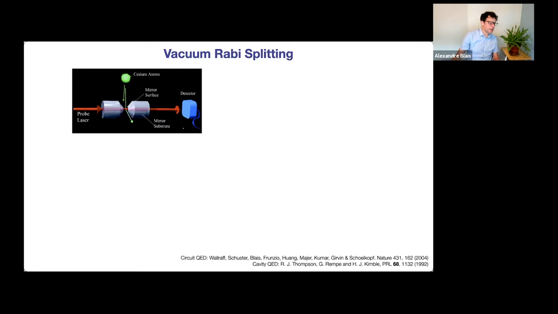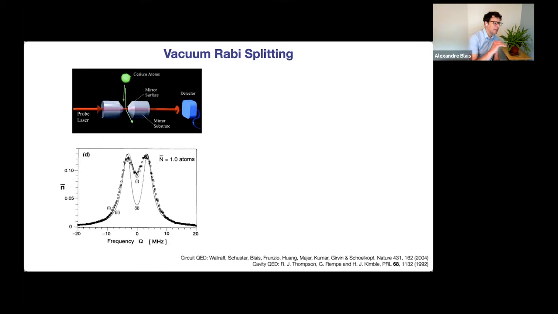This is not an heterodyne detection. This is done at optical frequency, so you have a photodetector where you measure directly the transmitted power. It's different from what we're doing, but in the end it's the same quantity. Here is what you observe if you scan frequency and observe transmitted power: two peaks. And what are these two peaks?